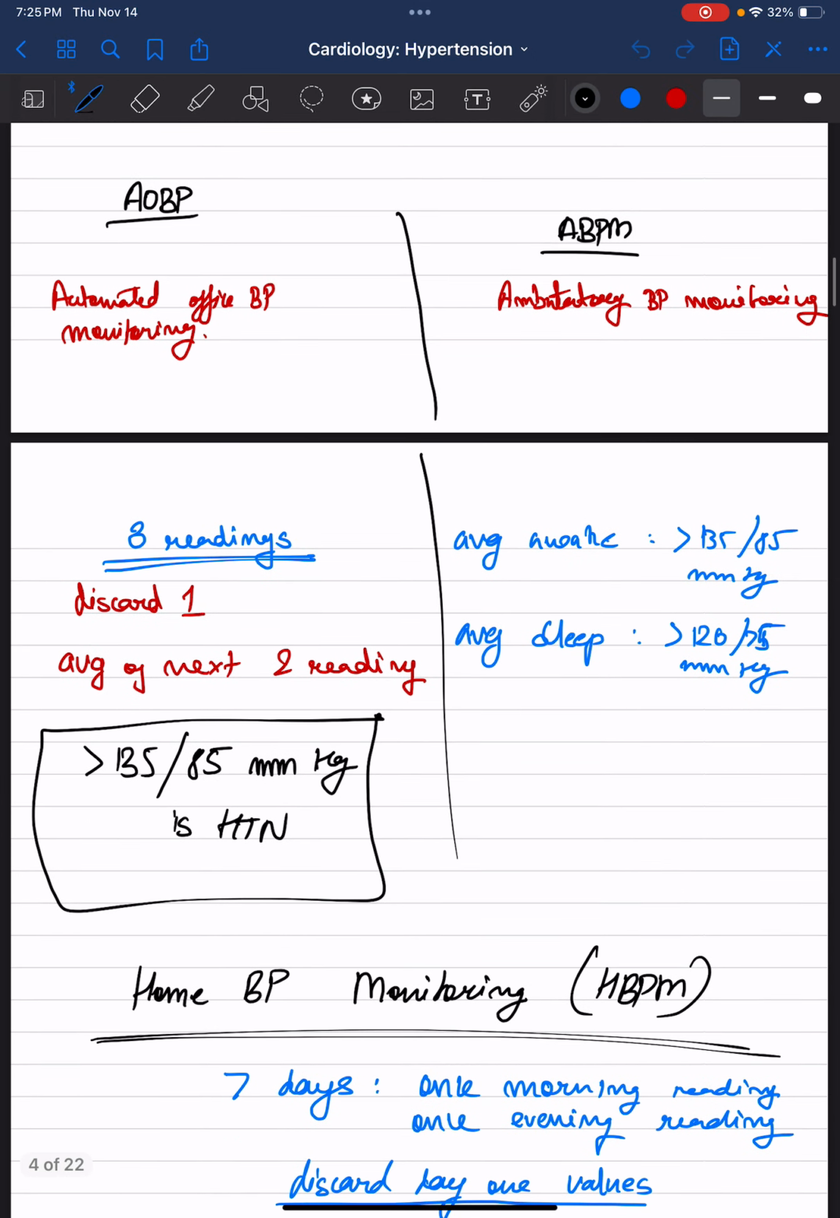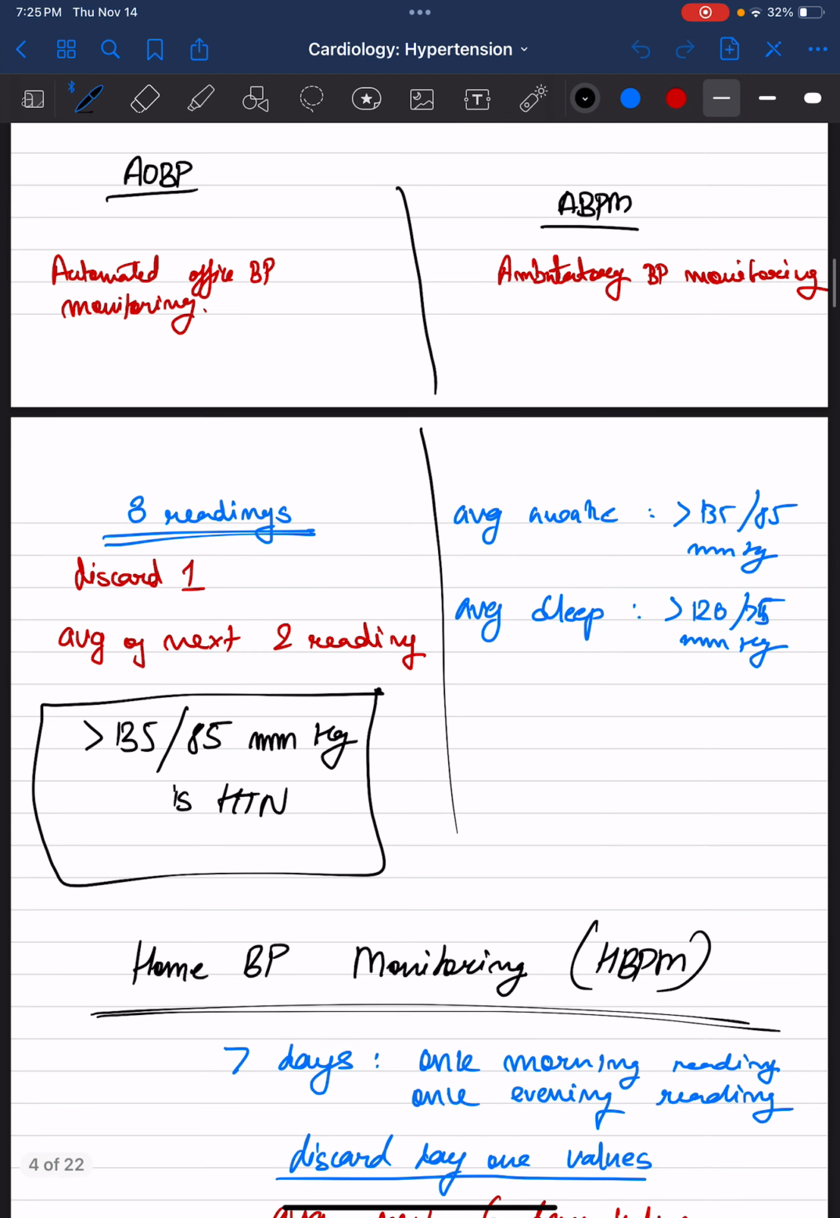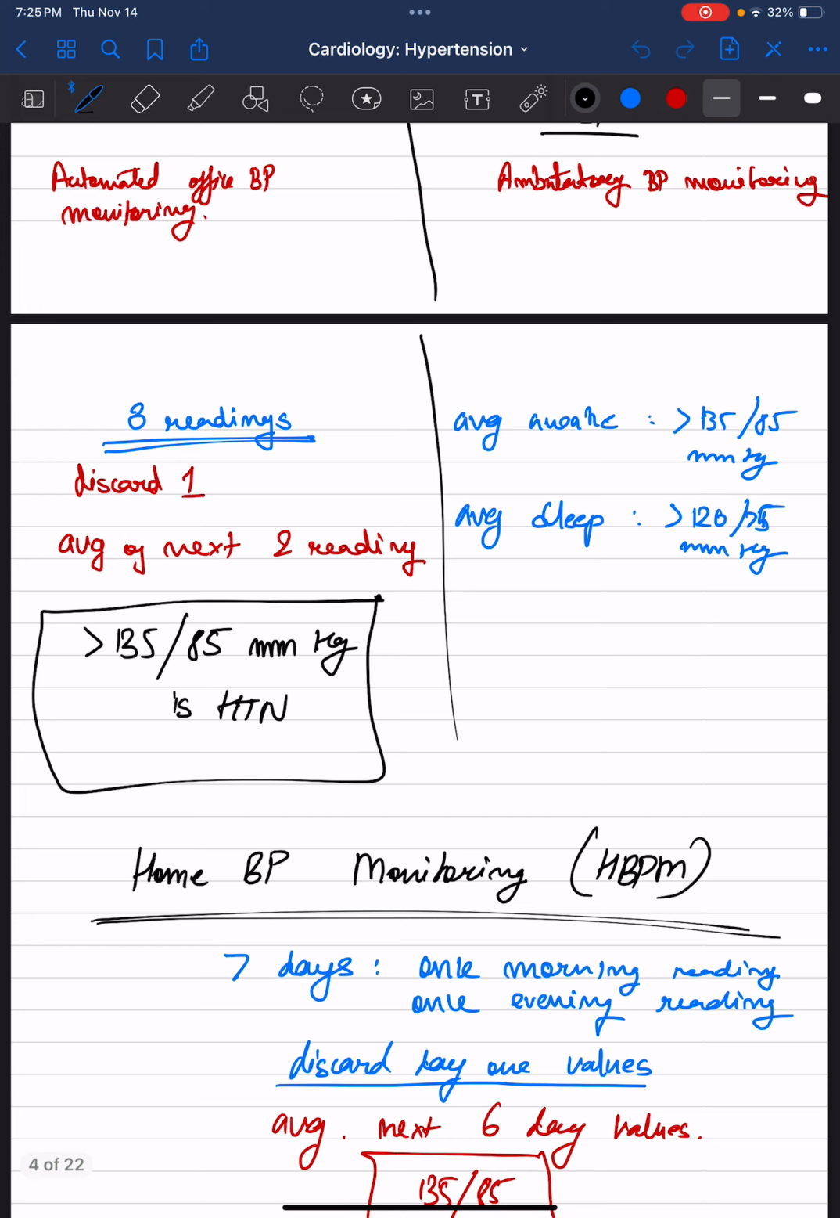So there are two types of monitoring, AOBP and the one I just talked about, ABPM. AOBP is automated office BP monitoring with the machine, and ABPM is ambulatory BP monitoring. It will be a BP monitor that will be with the patient at all times, generally in the hospital. In AOBP we do three readings, discard the first reading, and take the average of the next two readings. If the reading is more than 135 by 85 millimeters of mercury, then we diagnose the patient as hypertensive.